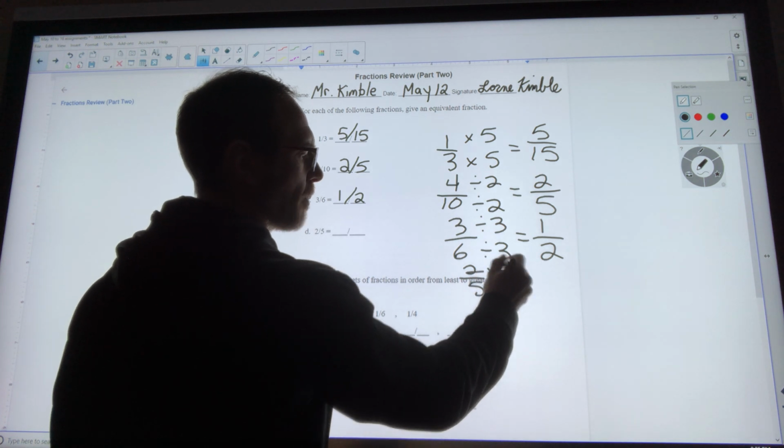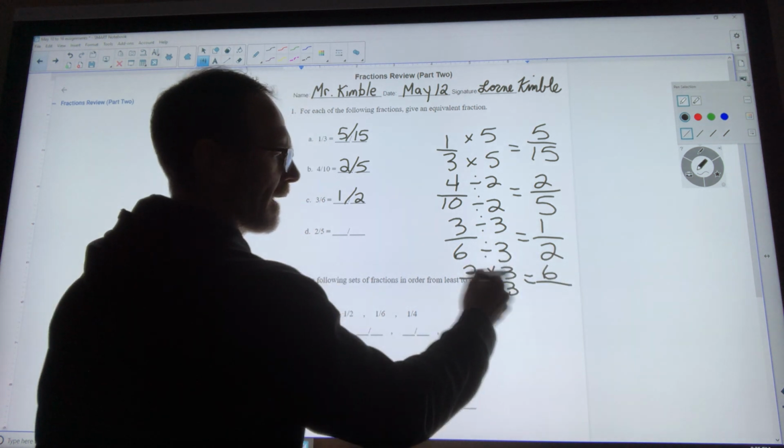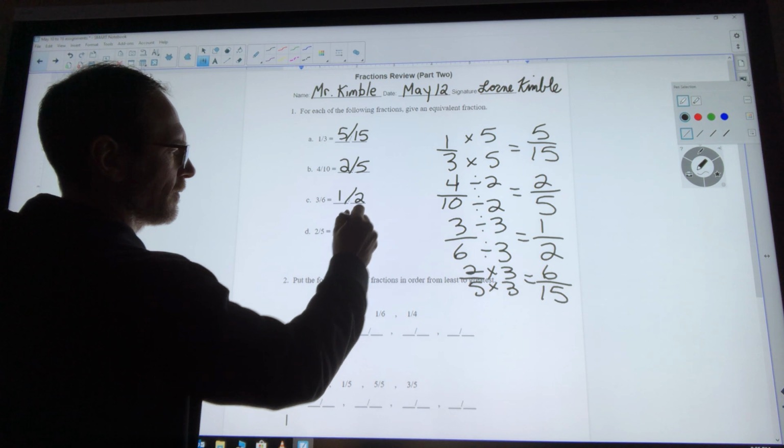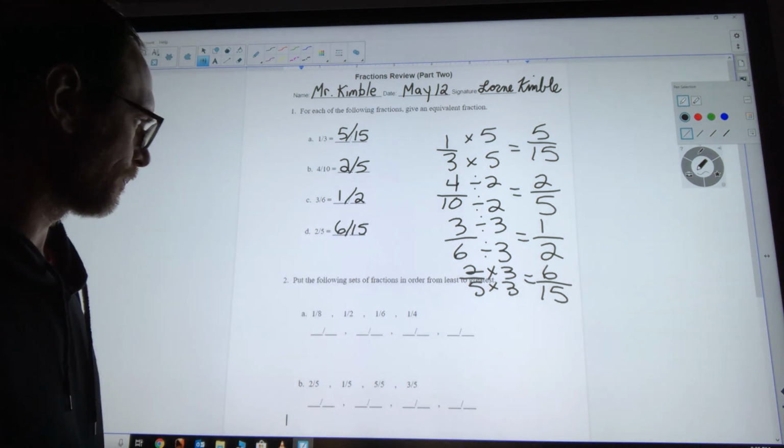So let's multiply the top and the bottom both by 3. And 2 times 3 is 6. And 5 times 3 is 15. So 2/5 is the same thing as 6/15. So some different strategies for finding that answer.